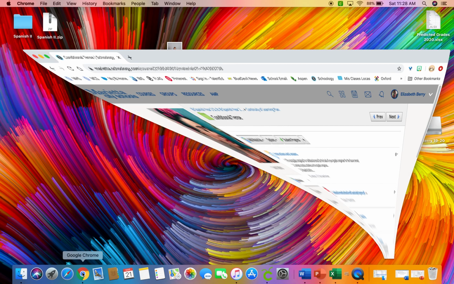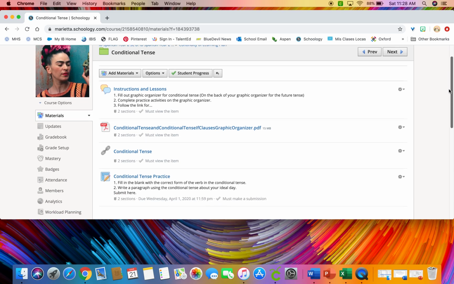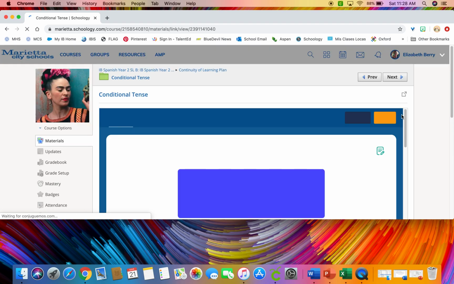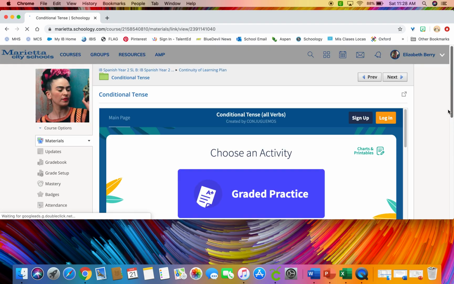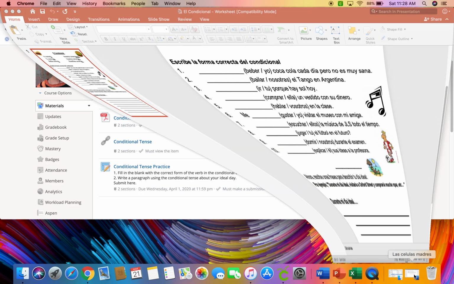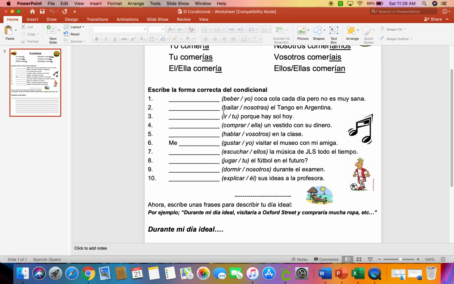Oops, sorry guys. And then I have a link to the site Conjuguemos for you guys to practice that conditional tense if you need to. I mean, like I said, you've seen this before. It's super fácil, but just in case you want to do some more practice for that. And then here's the little practice activity I do want you guys to do. So easy peasy. Part 1, just conjugate the verb in the conditional tense.